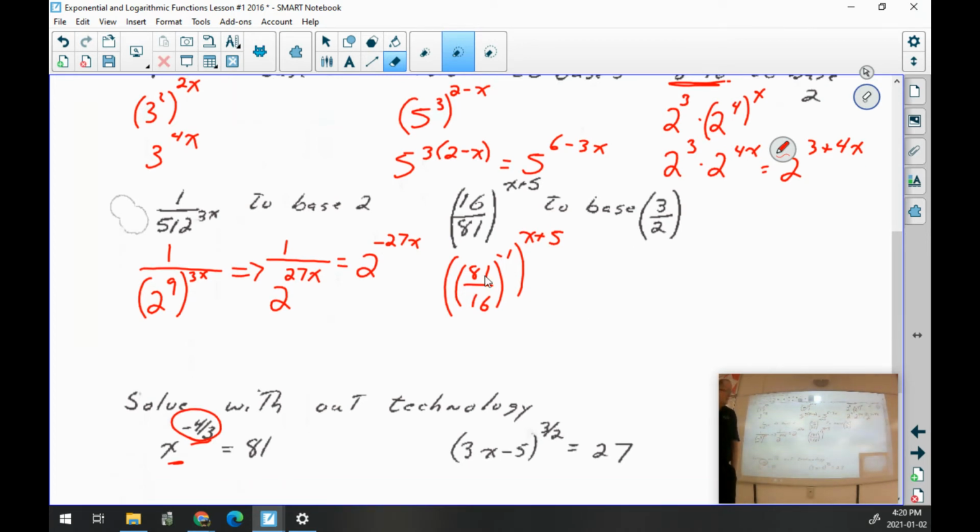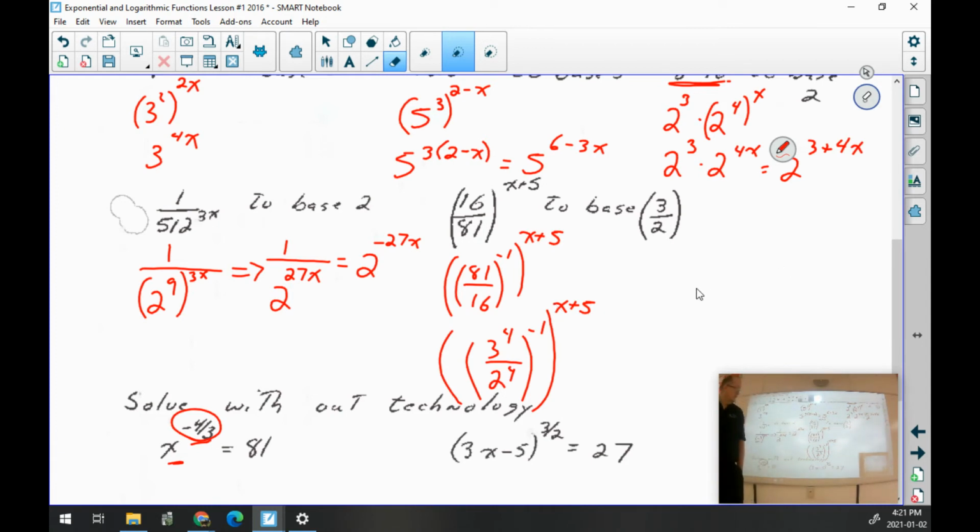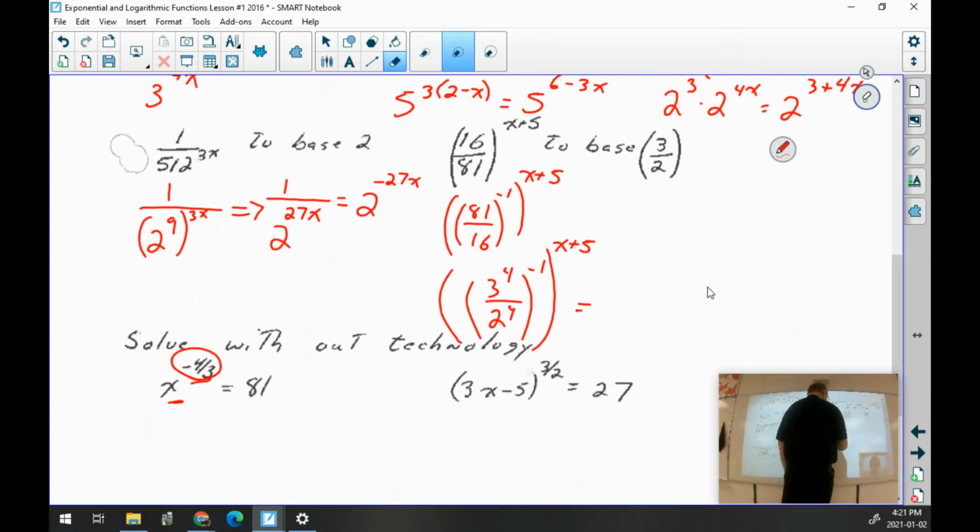Now, 3 to the power of 4 is 81. 2 to the power of 4 is 16. So we can write this guy in the middle as 3 to the 4 over 2 to the 4, all raised to the power of negative 1, all raised to the power of x plus 5. Quite often I would be skipping steps here, but now, 3 to the 4 over 2 to the 4 can be written as 3 over 2 to the 4, still raised to the power of negative 1, still raised to the power of x plus 5.